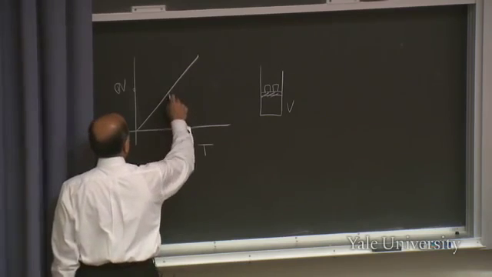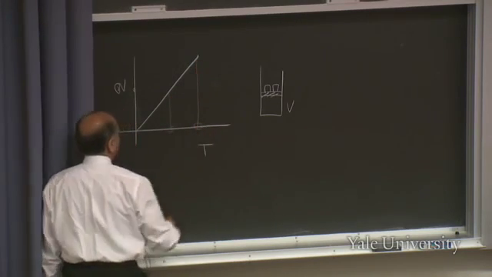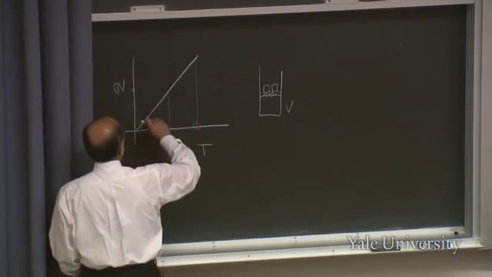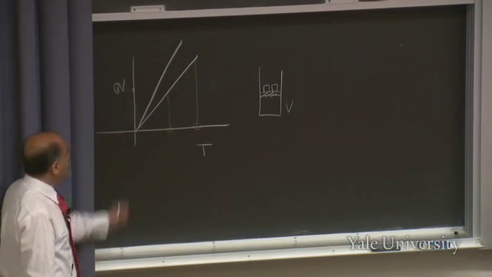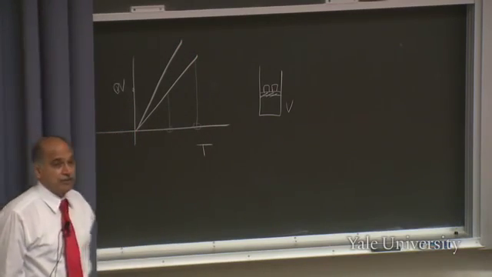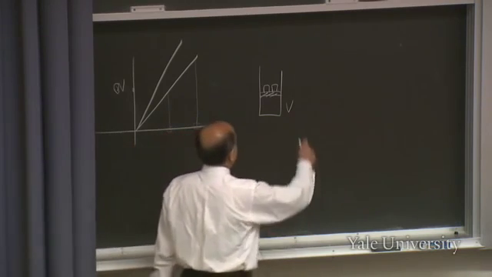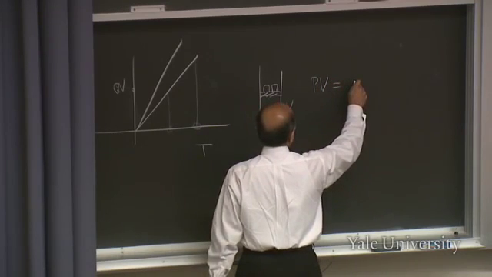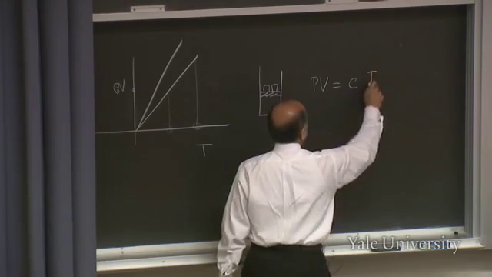So somewhere here will be the boiling point of water, somewhere the freezing point of water. And if you took a different amount of a different gas, you will get some other line. But they will always be straight lines if the concentration is sufficiently low. In other words, it appears that pressure times volume is some constant, I don't know what to call it, say C, times this temperature.